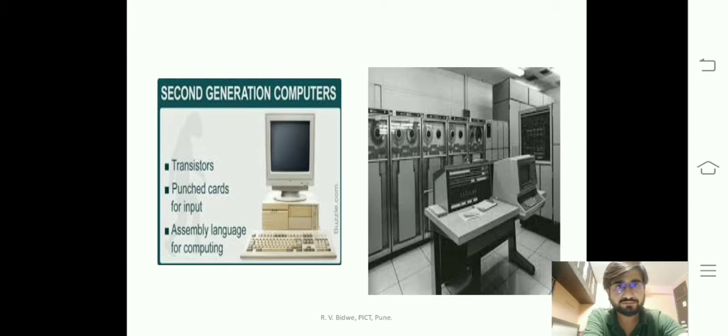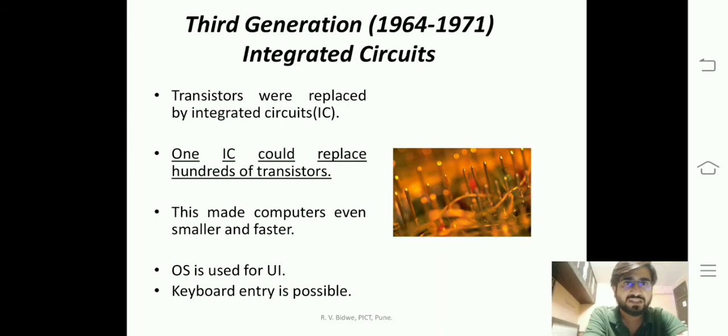Okay, so this is the picture of a second generation computer. You can see the size is tremendously reduced. In the third generation, transistors were replaced by ICs. See, transistors were beneficial but they were not reliable. So those transistors are replaced by ICs now. Now one IC is equal to maybe hundreds of transistors. So again size is reduced, cost is reduced, and again calculation speed is increased.